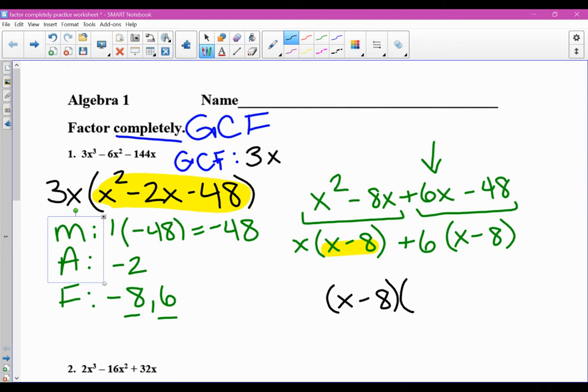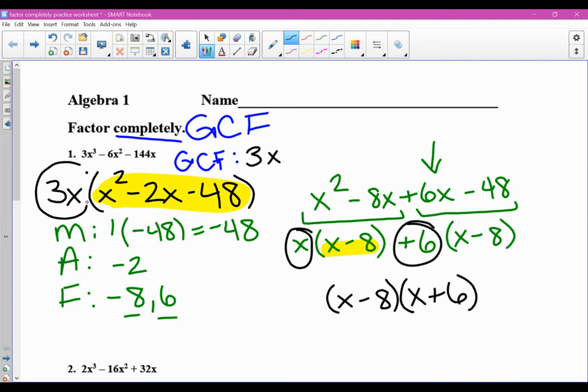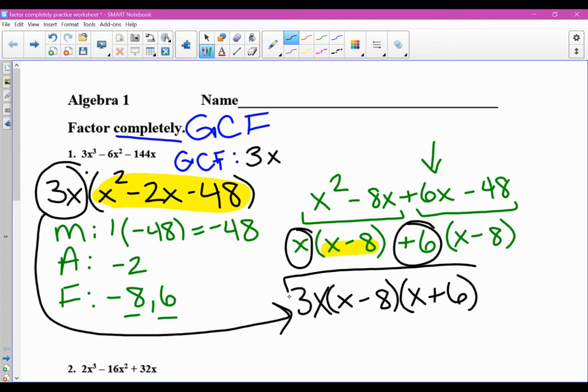And then our second part is the 2 pieces that were outside of those parentheses, and that's the x plus 6. And then the very last thing we have to do with our answer is go back to the beginning of this problem where we had that GCF, and I'm going to take that GCF of 3x and bring it down in front of my answer. So our final answer here is 3x times x minus 8 times x plus 6.